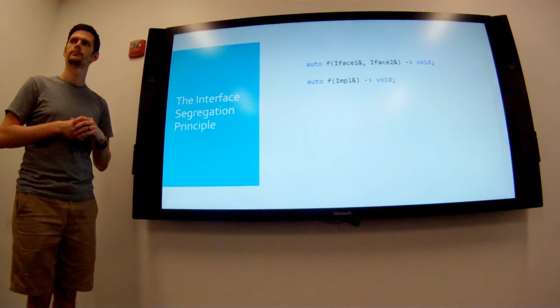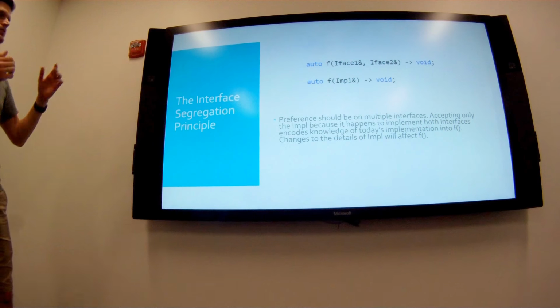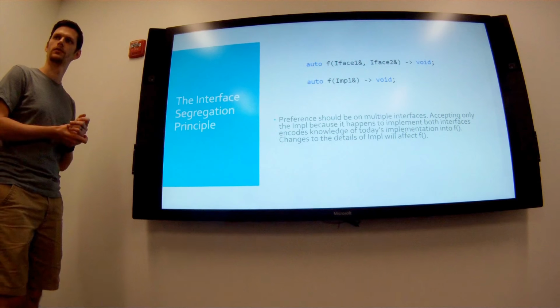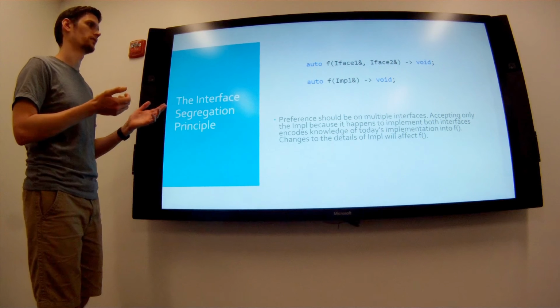Okay, see if we caught it all. Yeah, so, right, we're encoding the knowledge that the implementation just happens to have both interfaces, and now any change to impl affects F as well. So we've kind of increased coupling because we have that implementation dependency rather than an abstract dependency. Assuming that impl is more than just iFace 1 and 2. Yeah, right.